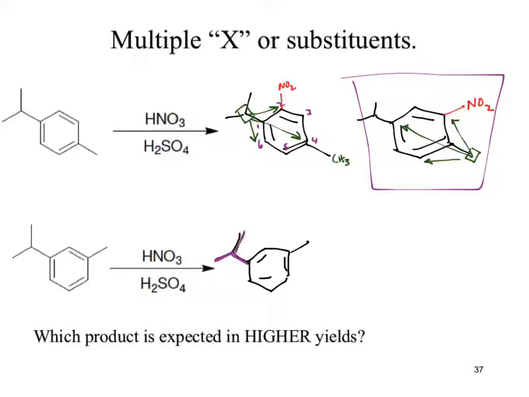Where would an isopropyl direct? 6 and 4. We'll go para or ortho. Where would our methyl direct? Para or ortho. That's interesting. The three arrows I drew all overlapped. Okay, so we could potentially see the nitro going there.